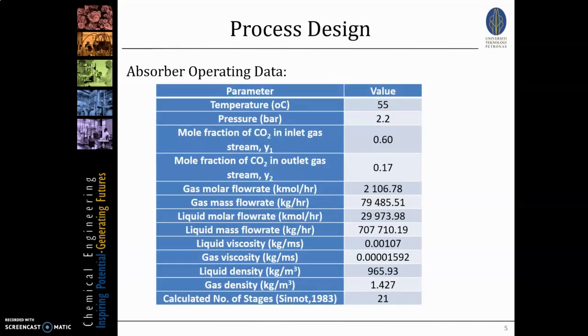Okay, for the process design, this is the operating data for the absorber. The temperature is set at 55 degrees Celsius and at the pressure of 2.2 bar. The mole fraction in the inlet gas stream is 0.6 for the carbon dioxide and for the outlet gas stream is 0.17. The calculated number of stages based on the specification is 21 stages.